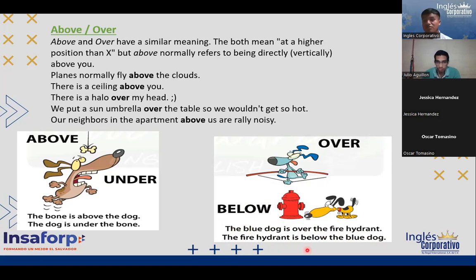Y el hidrante de fuego está bajo del perro azul. So we have the against. We can see the similarities that we have and which one you can use for one situation and which other you can use for another situation. Now, with the information that I just said, questions?